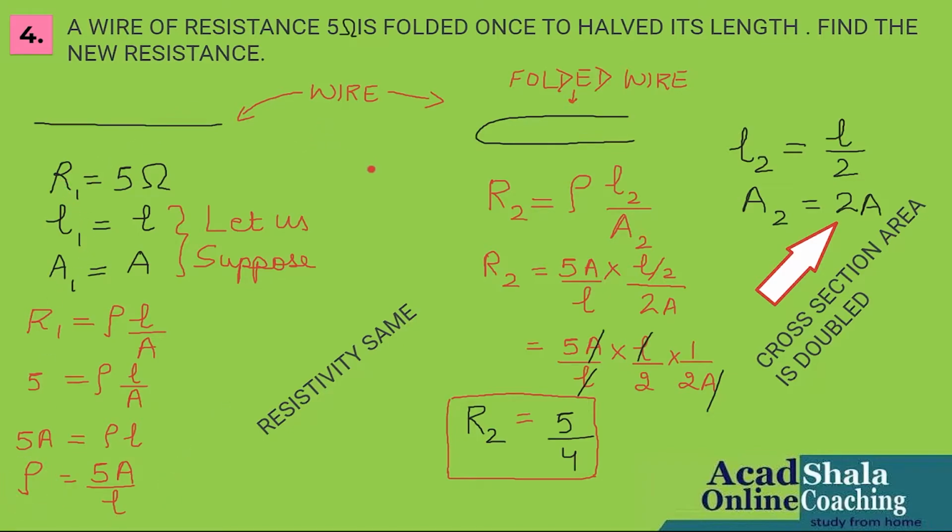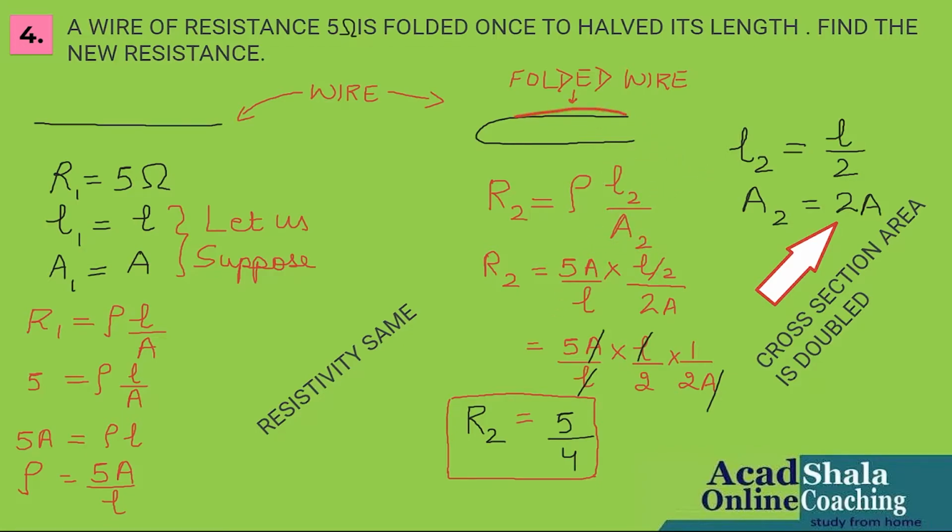Now let us come to the second case. The second case says that I have folded once to half its length. Is there any difference in something? Yes, there will be a difference in the second case. I know the formula for the second case, that is R2 is equal to rho, the same rho because resistivity is same, L2 upon A2. Why this? Because these two will be different.